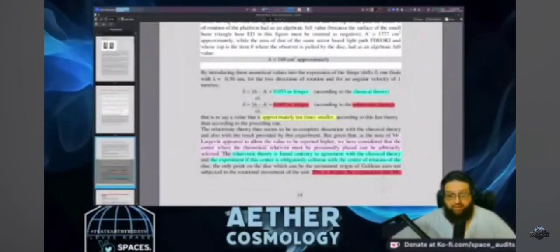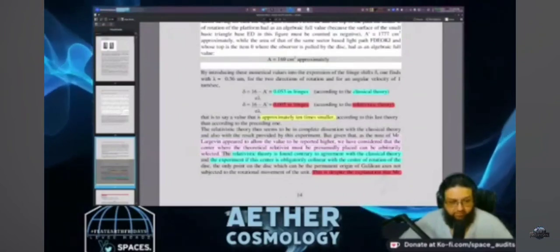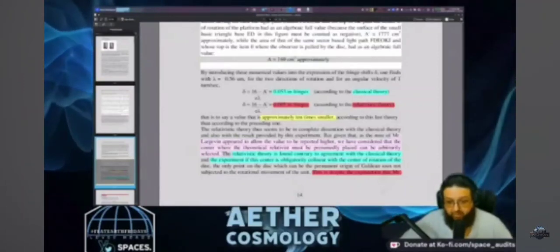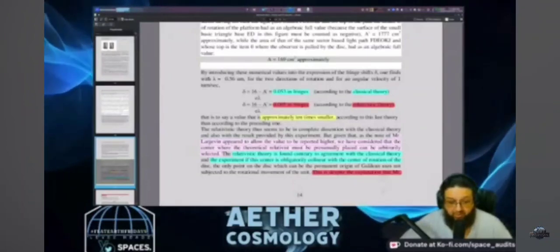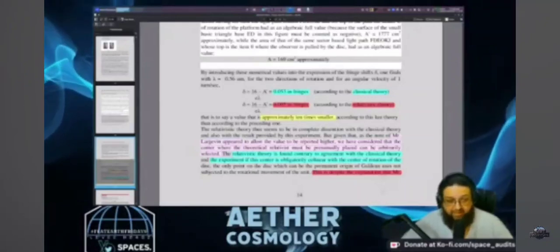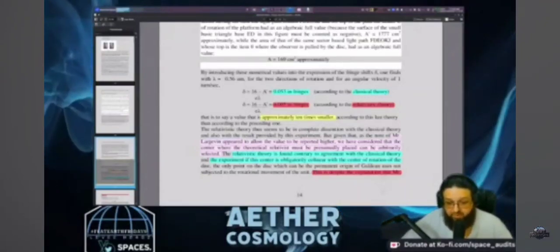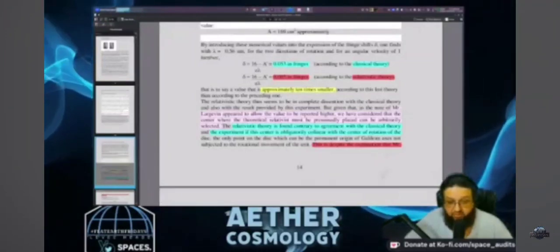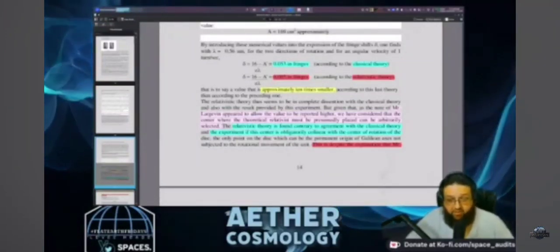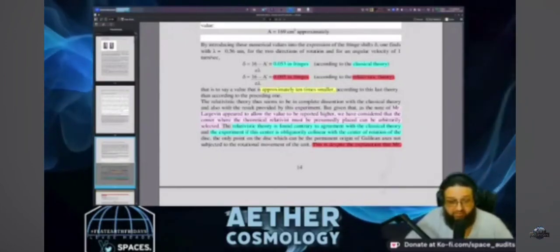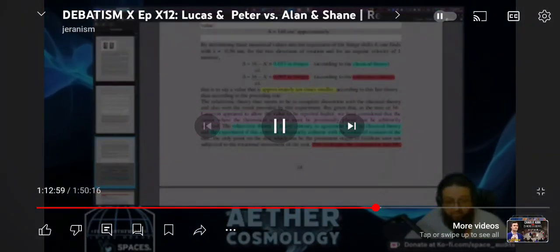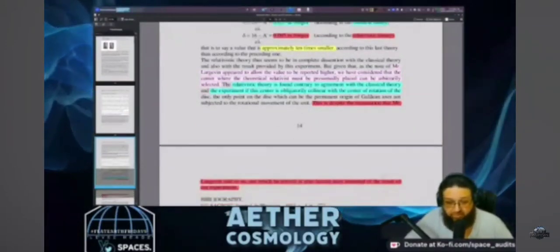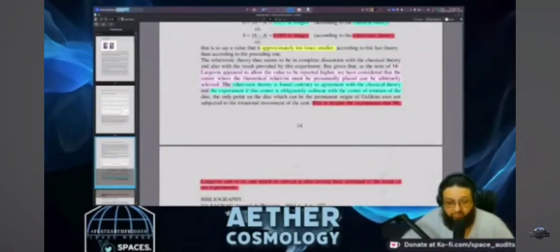After making the wrong prediction, right, he says, the relativistic theory thus seems to be in complete dissension with the classical theory and also with the results provided by experiment. But given that Paul Langevin appeared to allow the value to be reportedly higher, we considered that the center where the theoretical relativist must be placed must be arbitrarily selected. And the relativistic theory found this contrary to the agreement with the classical experiment. If the center is obligatorily collinear with the center axis of rotation of the disk, this is the only point on the disk which can be a permanent origin of Galilean axis, not subjected to rotational moment. This is despite the explanation Mr. Langevin said to us when he arrived after being informed of the results of our experiment.